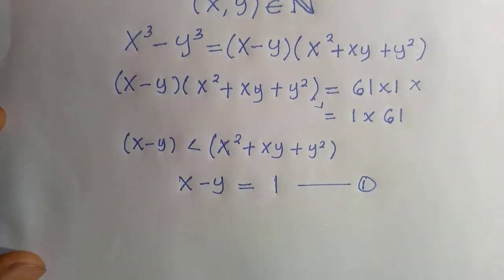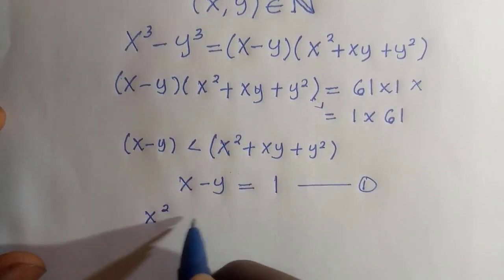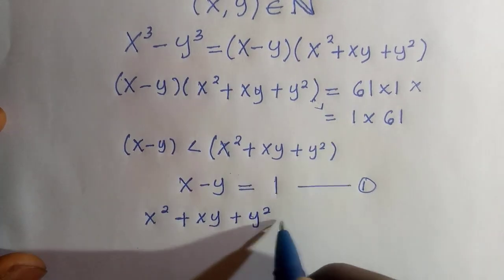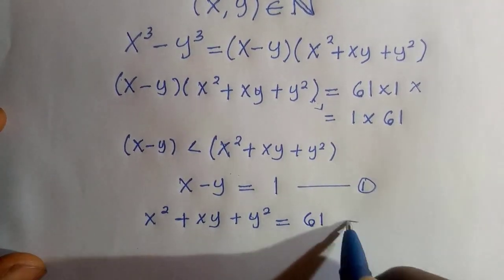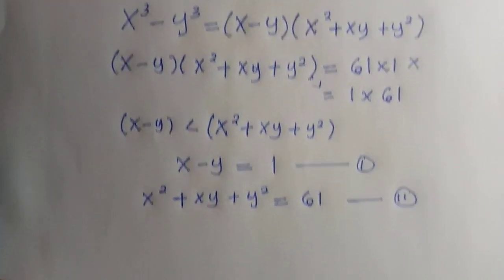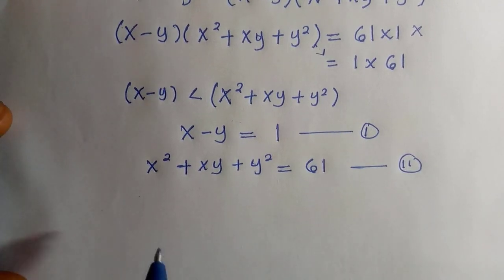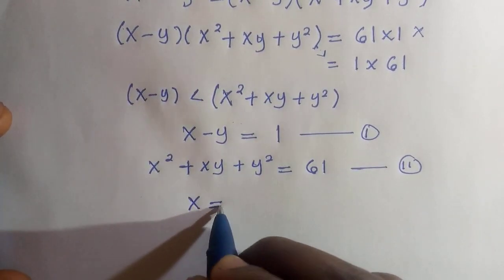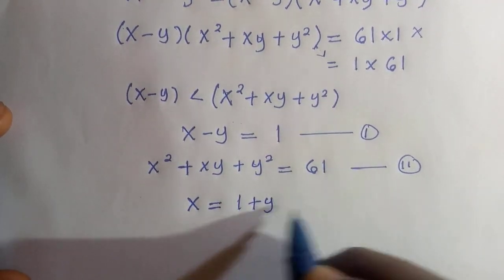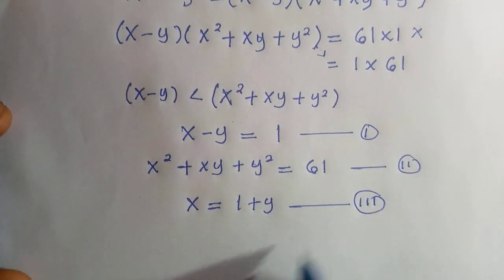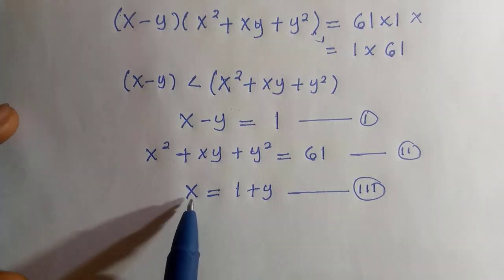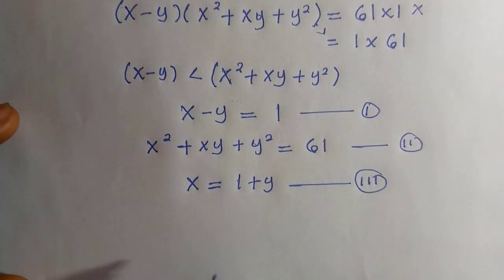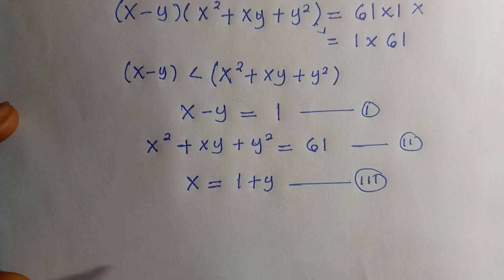Call this one equation 1. And also x squared plus xy plus y squared equals 61, and we call this one equation 2. Recalling equation 1, which is x minus y equals 1, if I make x the subject of the formula, we have x equals 1 plus y, and we call this one equation 3. Let's substitute equation 3 into equation 2. That is, anywhere we have x, we replace it with 1 plus y.